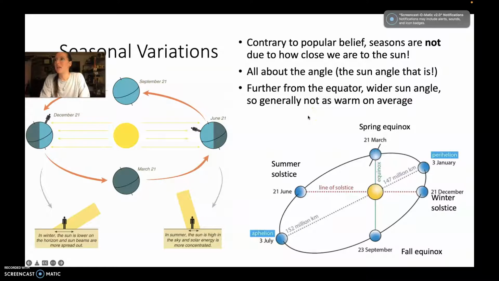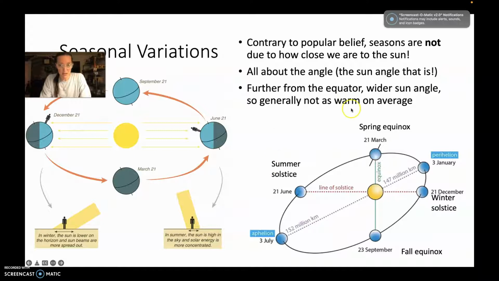And we can also see that in this bottom left figure here. The closer you are to the equator, which is what this little person is trying to emulate, the sun is really high in the sky and the solar energy is more concentrated. Whereas in the wintertime, the sun is at a lower angle to the horizon, so the beams are way more spread out. So you're just not getting as much energy at the surface.